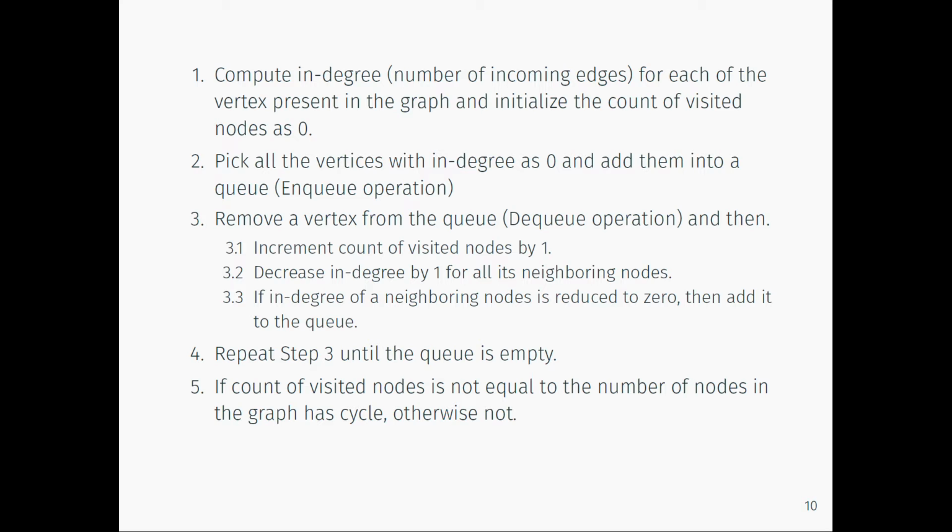And then increment the count of visited nodes by 1. Decrease the in-degree by 1 for all its neighboring nodes. After that, if the in-degree of a neighboring node is reduced to 0, then add it to the queue. Repeat step 3 until the queue is empty. So, if the count of visited nodes is not equal to the number of nodes in the graph, the graph has a cycle, otherwise not. Thank you for listening.